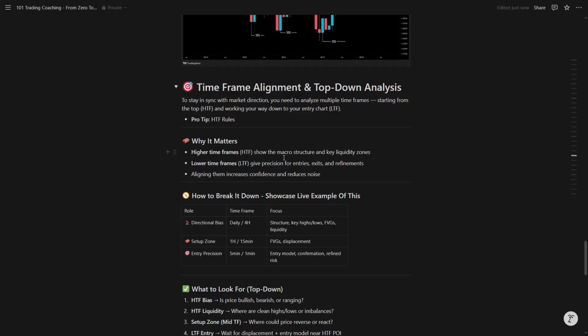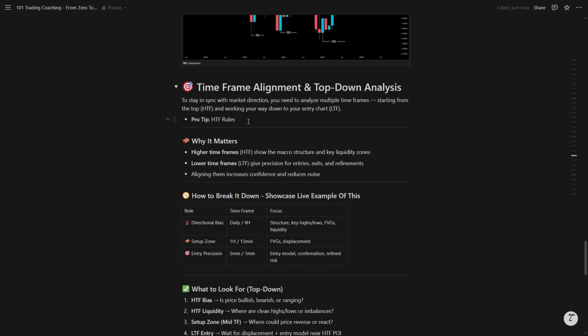So now into the last thing. It's time frame alignment and top-down analysis. I've already showed you this to answer the first question you asked me. It's basically the same thing. We use the higher time frame to stay in sync and in the context of the market direction. So you need to analyze multiple time frames, starting from the top and then going down to your lower time frame, to the entry chart. So a pro tip is that the higher time frame rules.